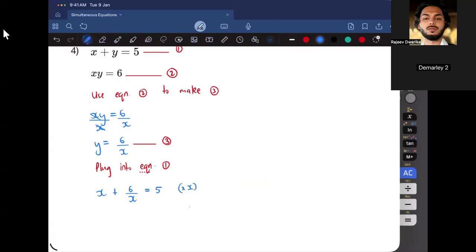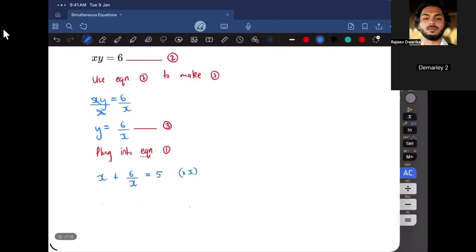And so we're going to multiply everything by x. What is x by x? x squared. What is 6 over x by x? They're going to cancel, so it's just 6. And on the right-hand side, 5 by x is just 5x.